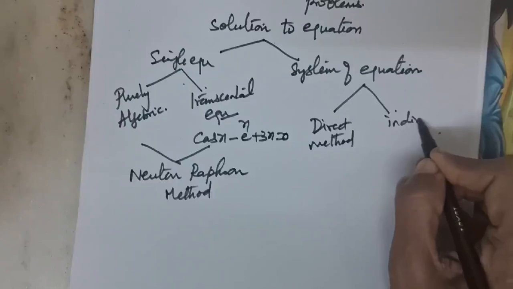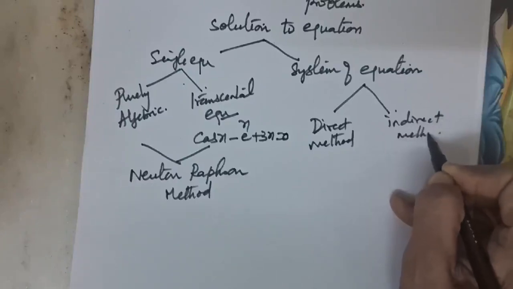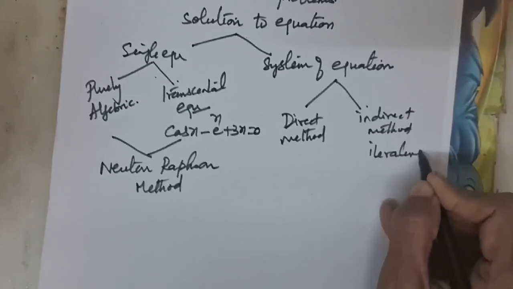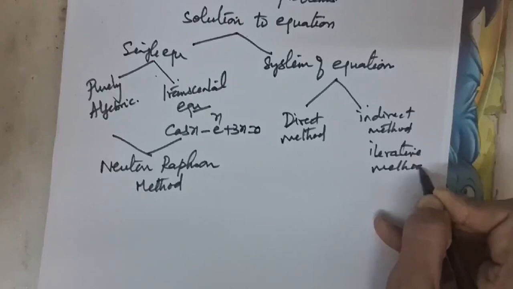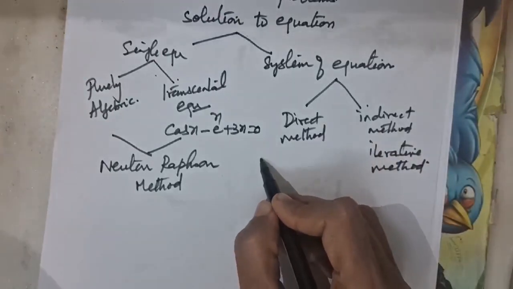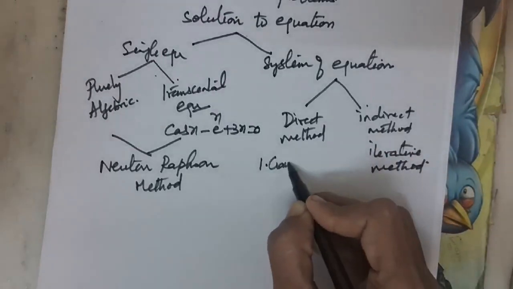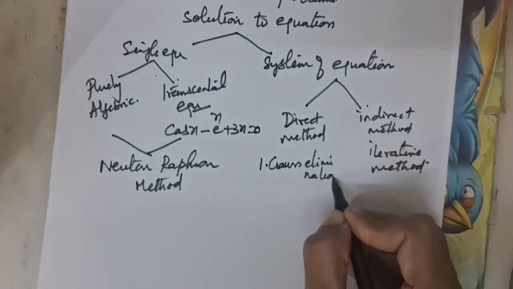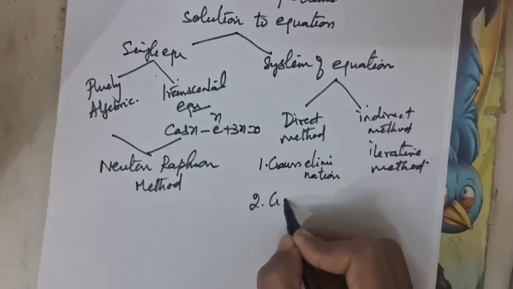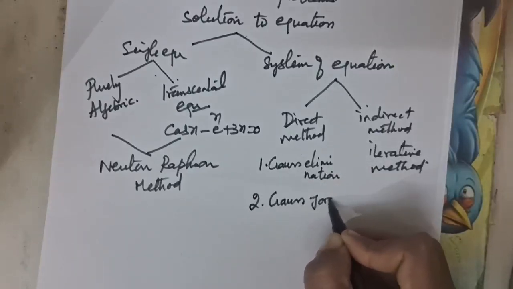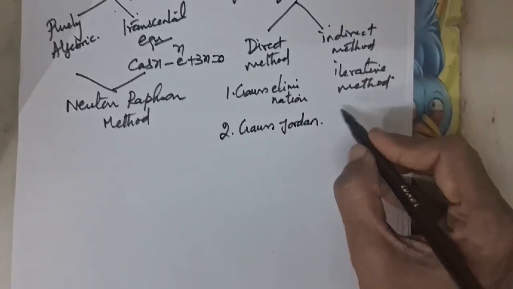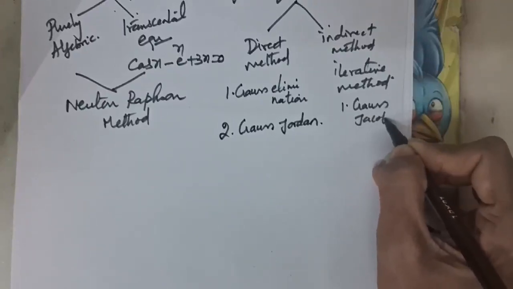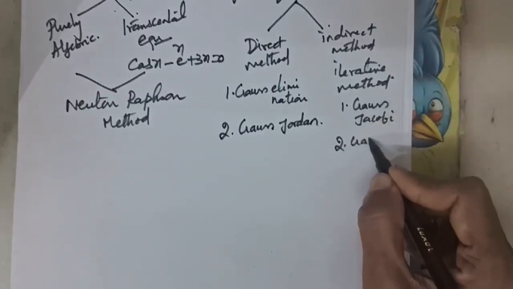Now if you see system of equations, you can solve the system of equations by direct method or indirect method. Indirect method is otherwise called iterative method. Under direct method, we have two types. One is called Gauss elimination method. Another one, Gauss-Jordan method. Under iterative method, we have Gauss-Jacobi method and Gauss-Seidel method.